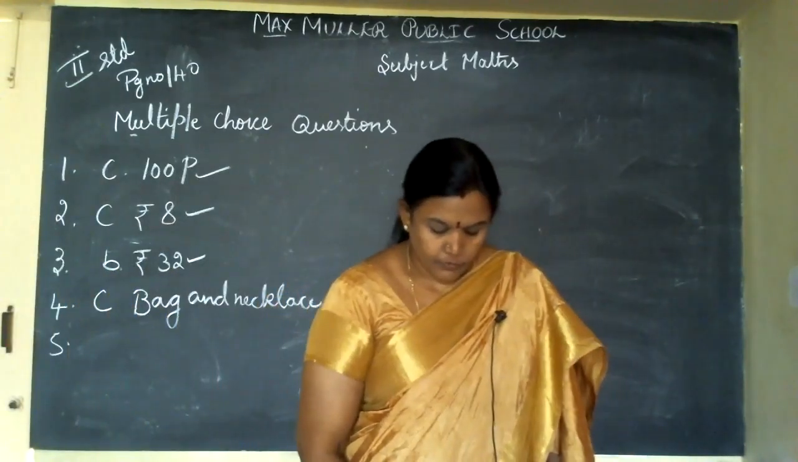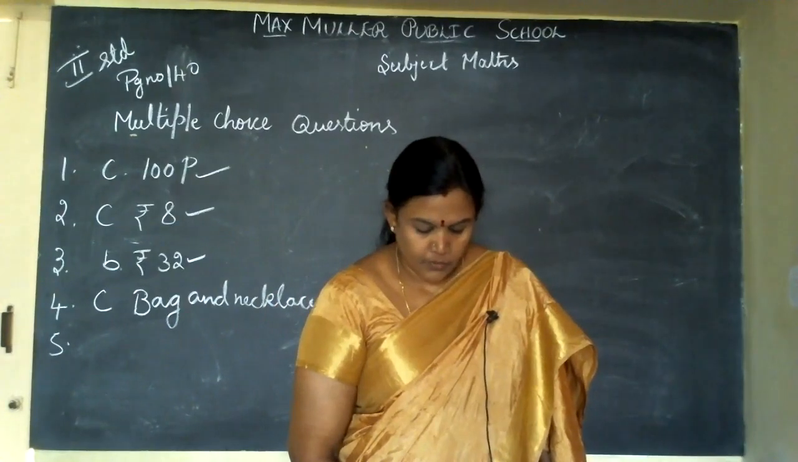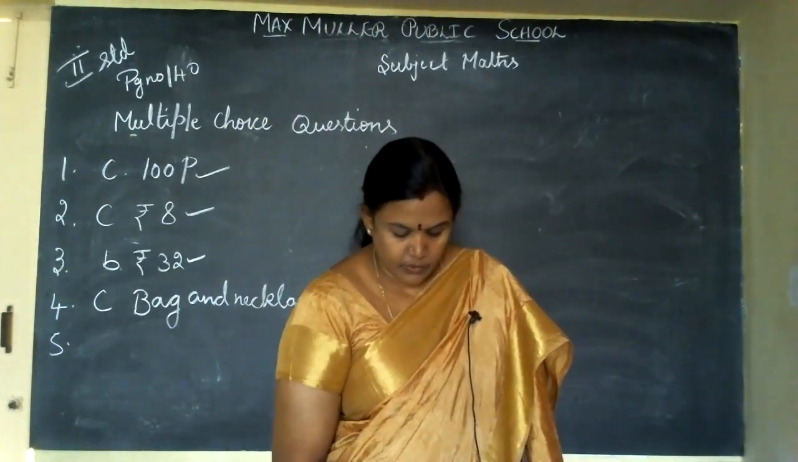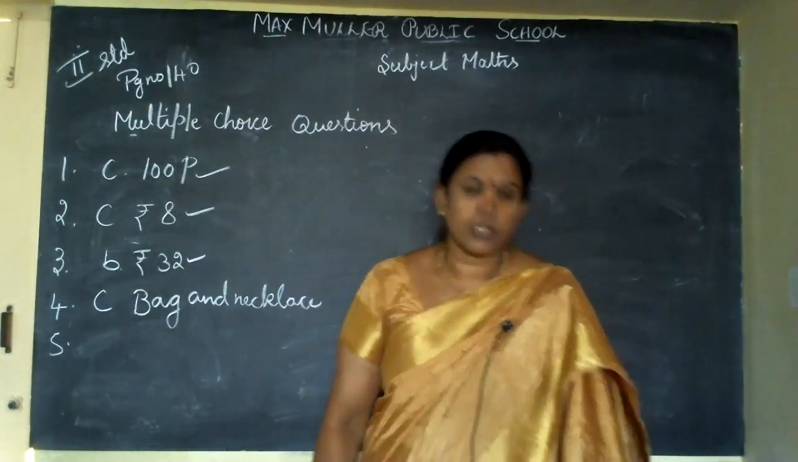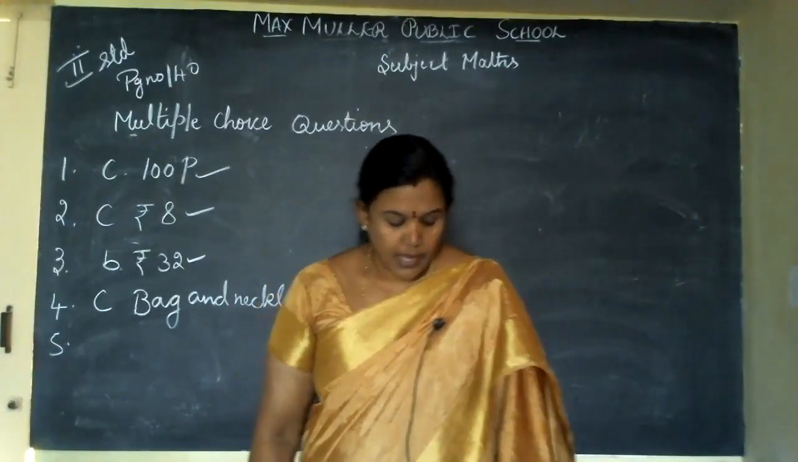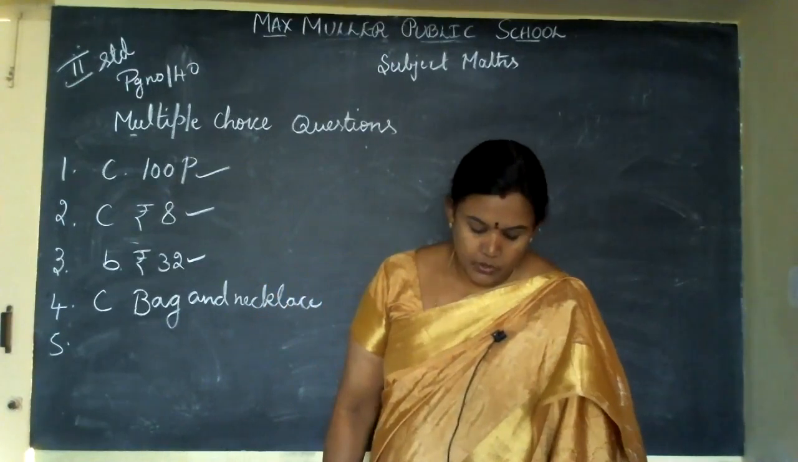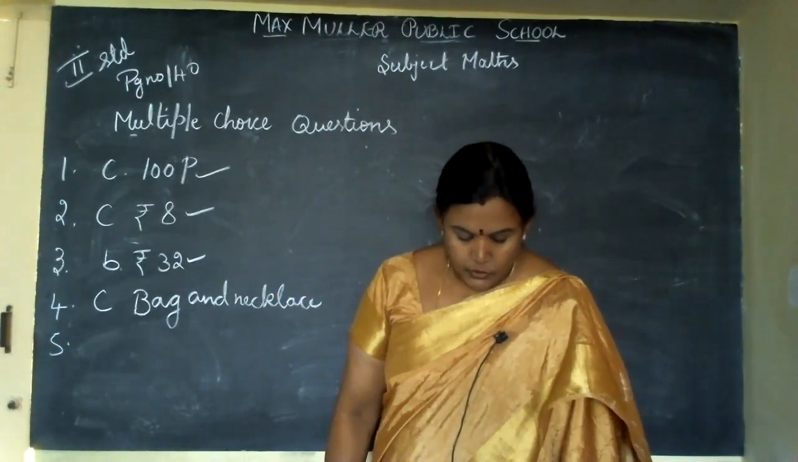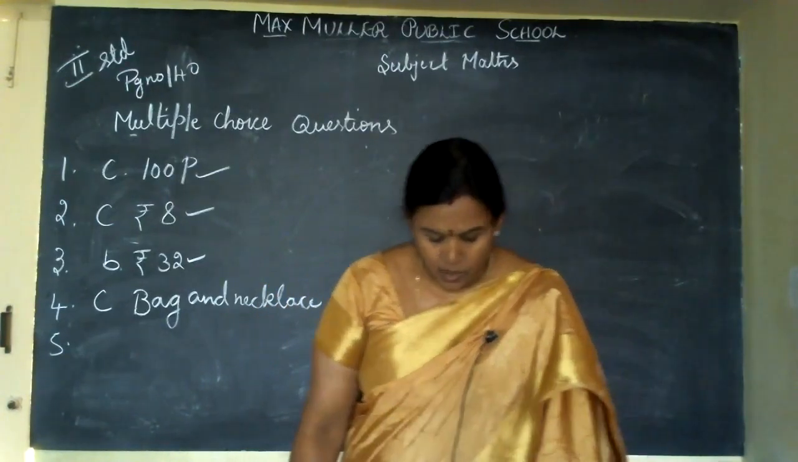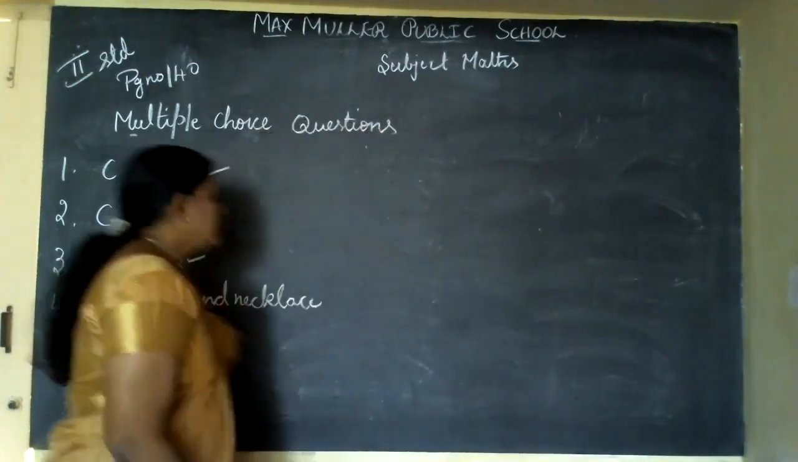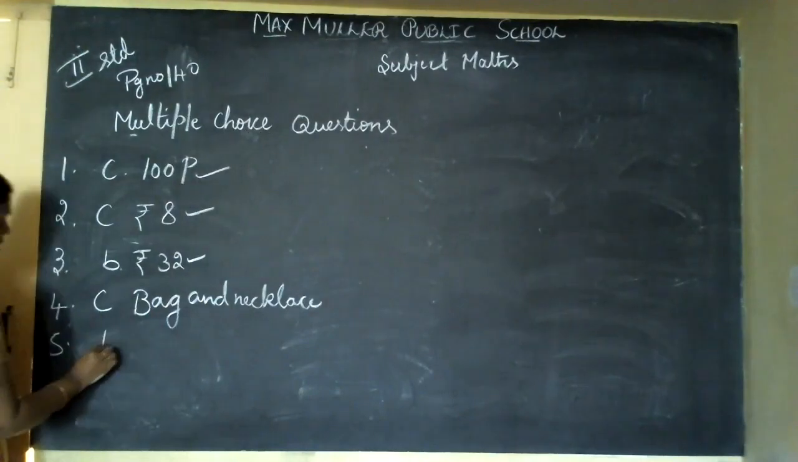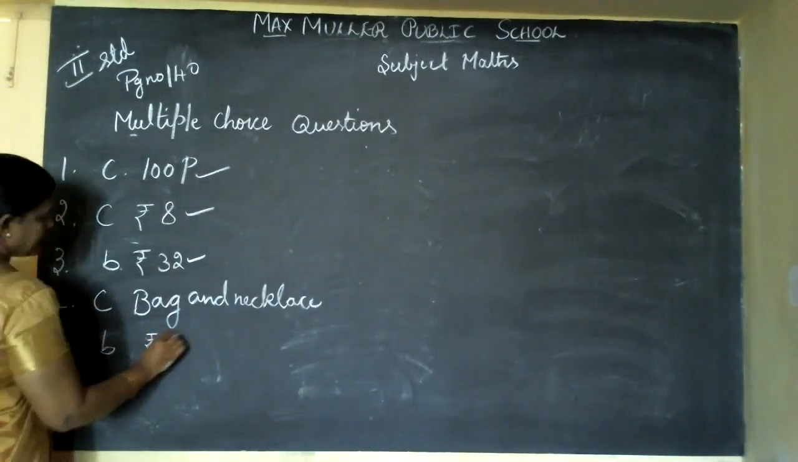Fifth one, Gautam bought a pair of shoes for rupees 496. If he gives the cashier a 500 note, how much change did Gautam receive? See, Gautam has a 500 rupees note, but he buys a pair of shoes for 496. How much does he get back, children? Only 4 rupees. B, rupees 4.